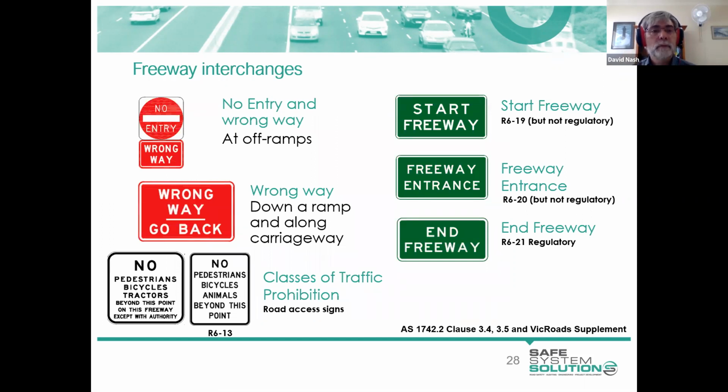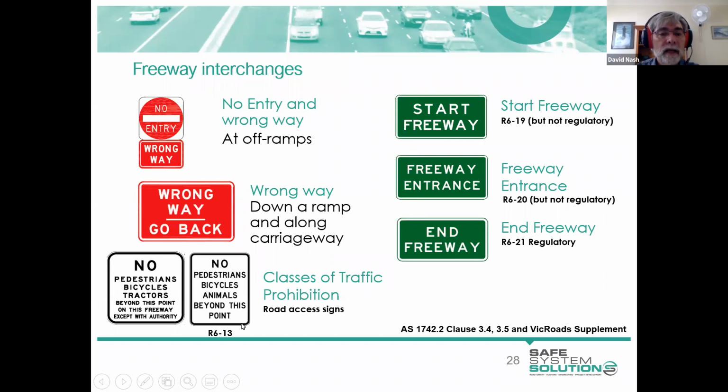Okay, a bit about freeway signs. The freeway interchange signs, no entry, wrong way, and wrong way, go back, are important to make sure that people don't go the wrong way down a ramp. And you probably don't see those signs very often because hopefully you don't drive the wrong way down a ramp, but they are pretty important. It was more of a problem maybe 20 or 30 years ago when freeways were pretty new and people were getting used to them. But with the standard diamond interchange design these days, there's very few wrong way movements.